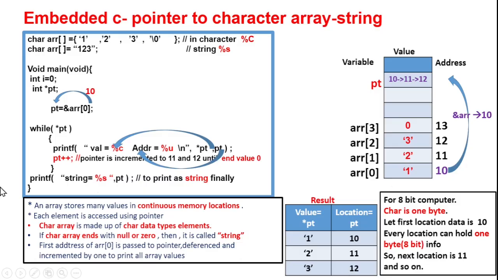Finally what will come? Again we are incrementing, 12 will become 13. What did 13 get? 0. See, we already discussed today, if and while will check for 0; anything other than 0 will work. So when 0 comes, it will not work, it will come out of the loop. The print string is there, this also will print like this, 1 2 3 like that it will be printing.